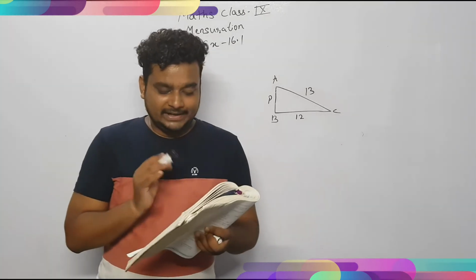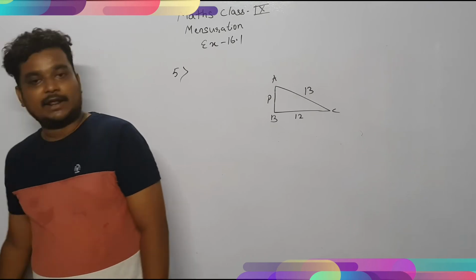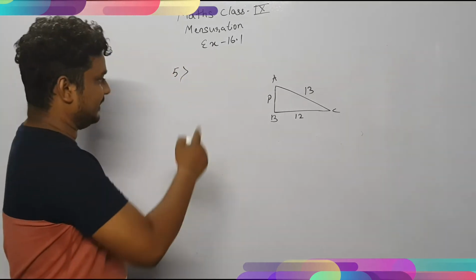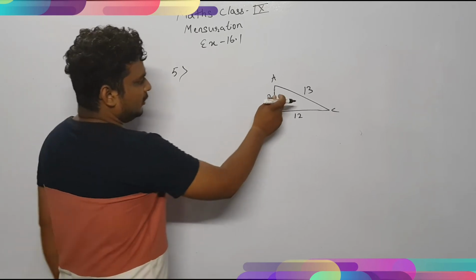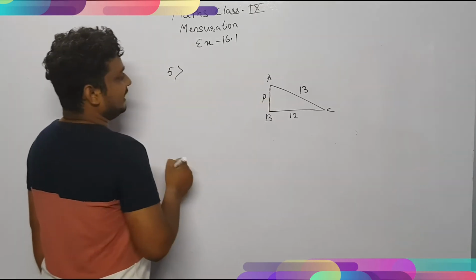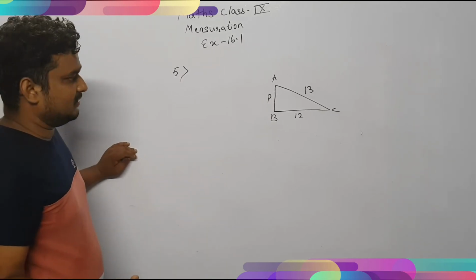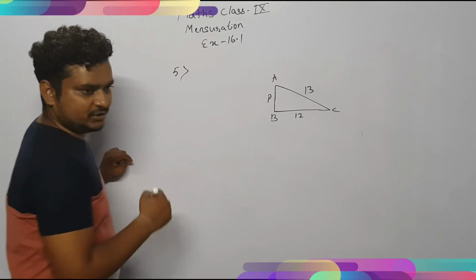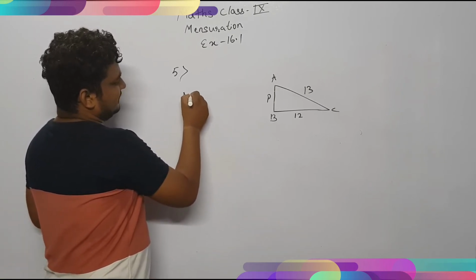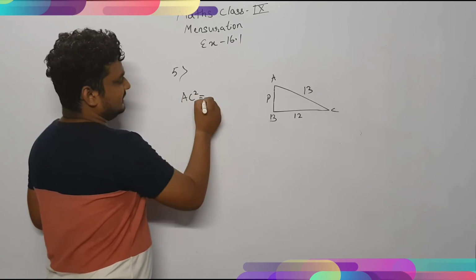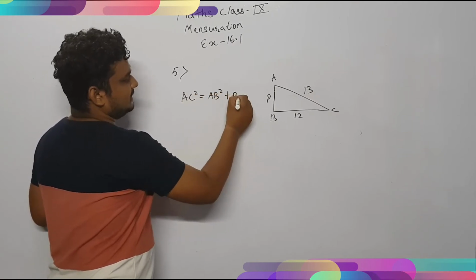So we are going to find the area and the perimeter of this particular triangle. First of all, finding the perimeter. In order to find the perimeter, we need to know the value of P. Clear with this? In the previous chapter you have read about the Pythagoras theorem, so we are applying it. Pythagoras theorem tells that the square of AC equals AB square plus BC square.